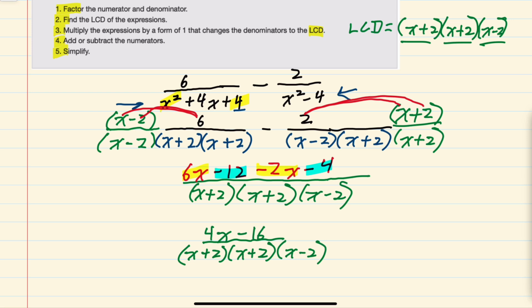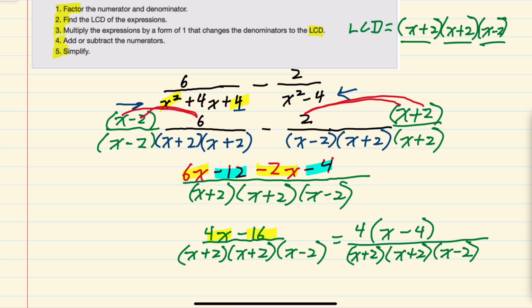In order to completely simplify as much as possible, I should factor the numerator to determine if any of those factors can cancel with the denominator. In my numerator, I can factor a 4 out of that expression, leaving me with the x from the first term and a minus 4 from the second. None of the factors cancel, but at least since everything is in its factored form, it was easy to see if any common factors would cancel. This would be our simplified solution.